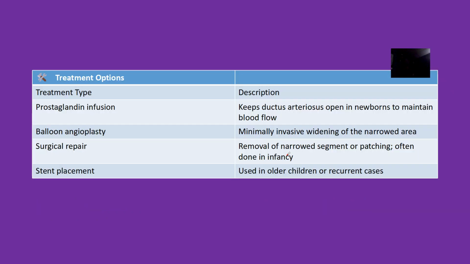So treatment: prostaglandin infusions to keep the ductus arteriosus open in newborns, only newborns. Then for the children and older population, you might want to do balloon angioplasties, surgical repairs, stent placements, and so on and so forth.